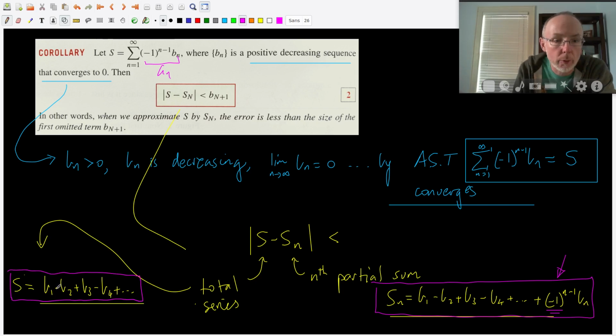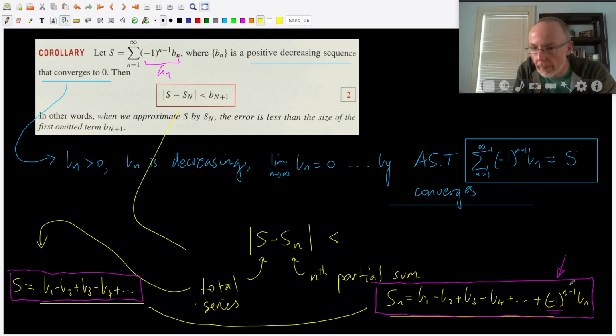You take b1, you subtract b2, and you add b3, and you subtract b4, but you never stop. So that's the total series. So what this is telling us is the difference between those is smaller than the first positive term we ignored, right? The next term that I ignored when I built the nth partial sum was b sub n plus 1. That's the one that would have come there.